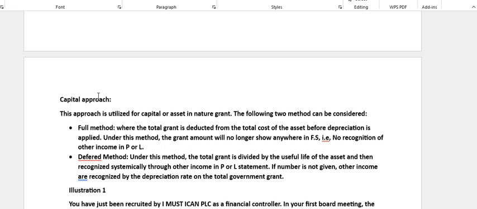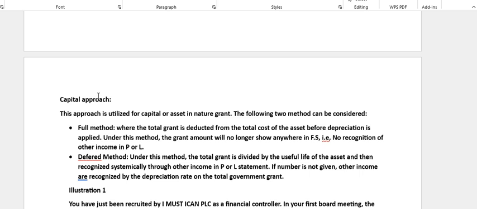Now, under the deferred method, let me explain it very clearly to you. What we are saying is that you are going to divide the grant by its useful life, and then you are going to recognize it systematically, through other income in the profit or loss account, as well as in the statement of financial position. Look at the example we gave earlier. You bought the asset for 100,000 and you received a government grant of 20,000. In the full method, you remove the 20,000 and what you have left is 80,000, and that is what we will carry in your books under the statement of financial position, meaning you are not going to recognize other income in your statement of profit or loss.